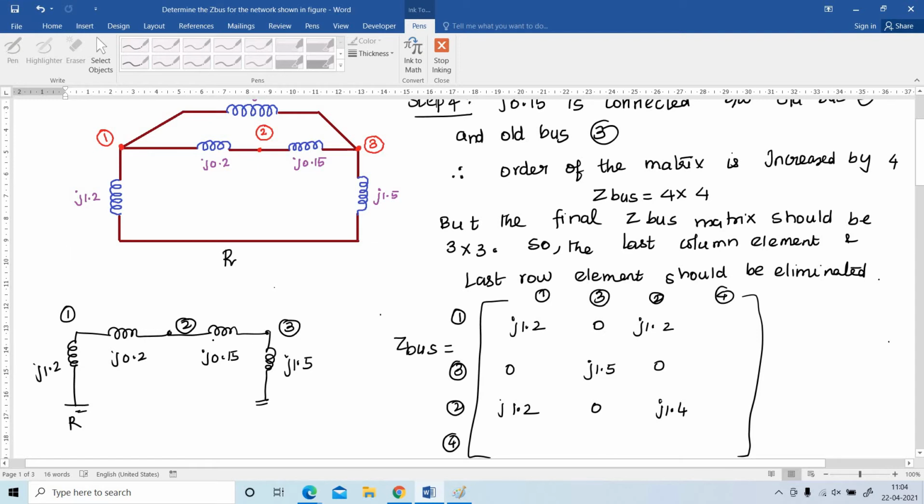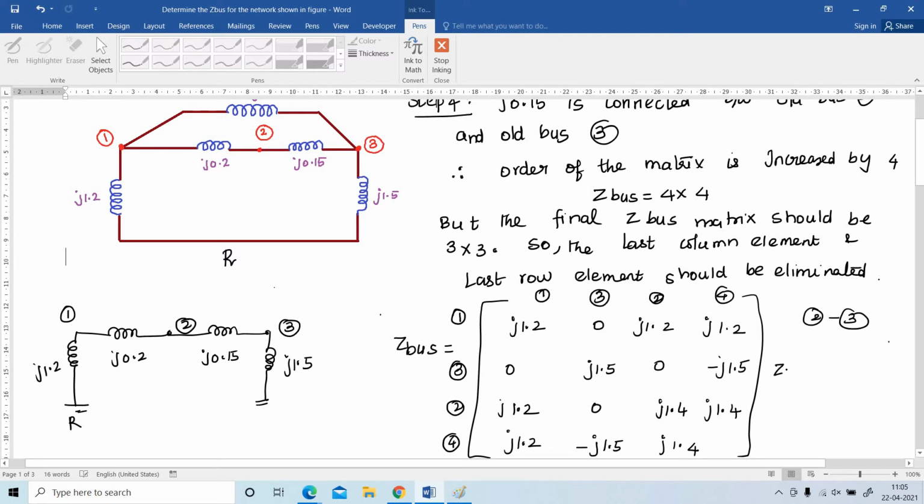Here the connection is between 2 and 3. Both are old buses, so how to find out the fourth column element? This value is 2 minus 3. So J1.2, here minus J1.5, here J1.4. The row is also J1.2 minus J1.5, J1.4.